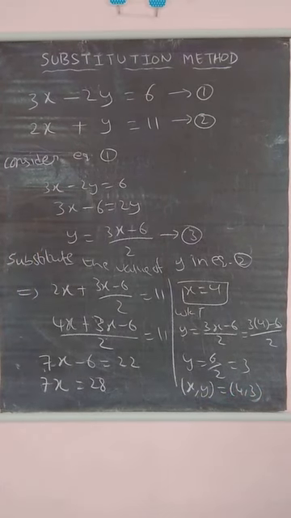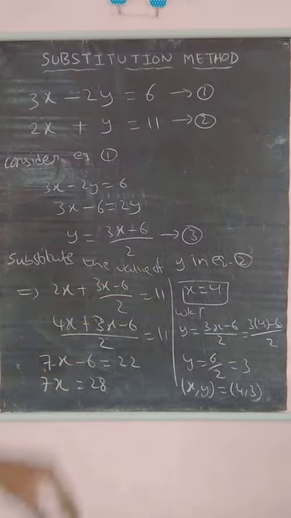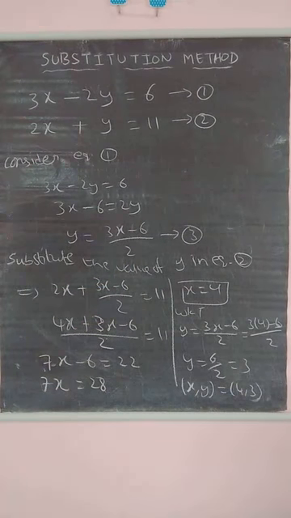So like this, by using the substitution method, we can find x and y values. In the case of coincident lines and parallel lines, we won't get x and y values like this. So that also I will explain in the next problem.